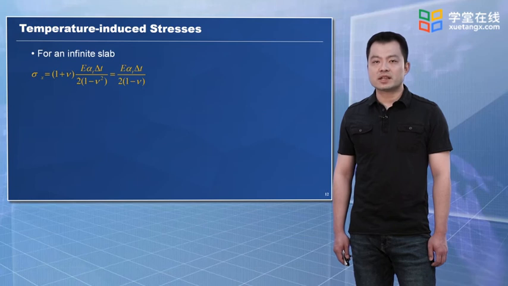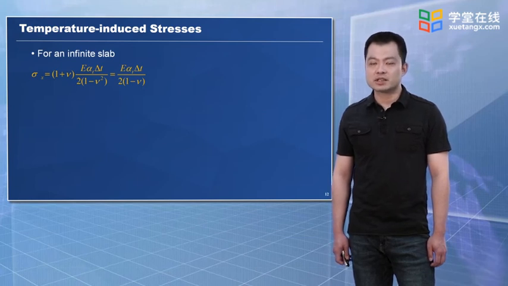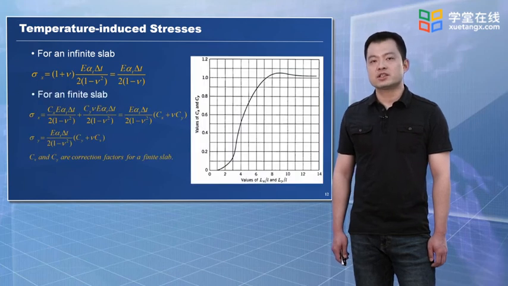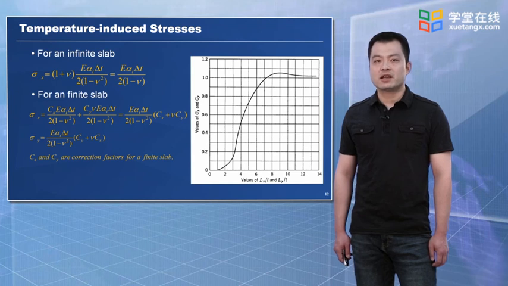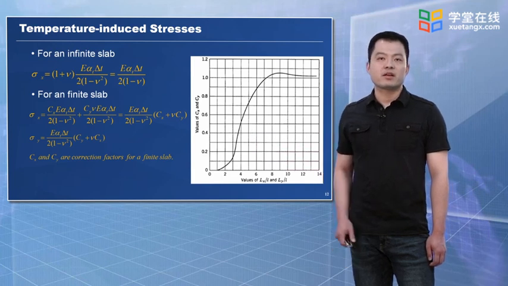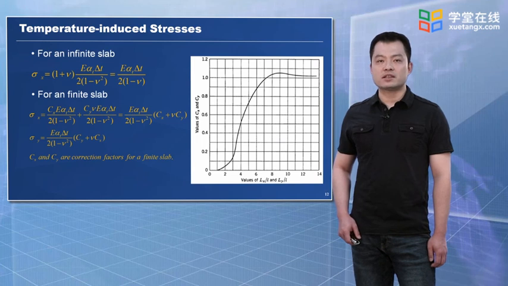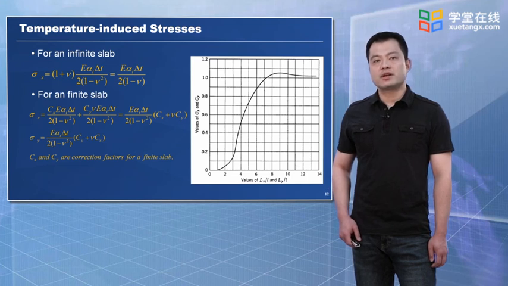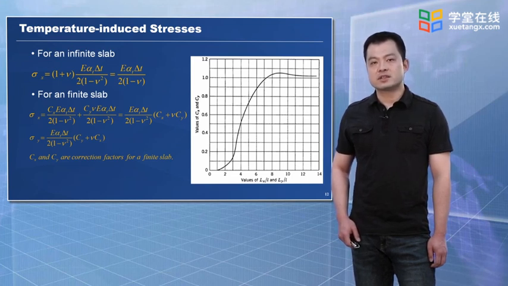But for a finite slab, the situation is slightly complicated. We still add stress caused by bending in x and y direction together, but coefficients Cx and Cy are added. Cx and Cy are called the correction factors for a finite slab. To determine the value of Cx and Cy, we use this chart on the right-hand side. The curve is a function of length in x or y direction over l. As we mentioned before, the l is the radius of relative stiffness.